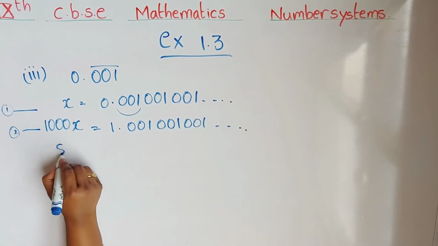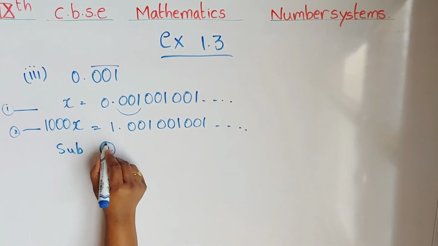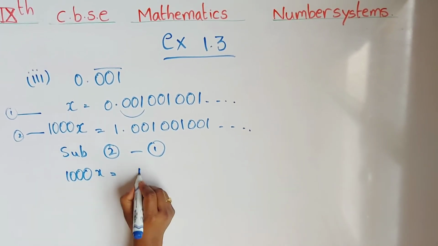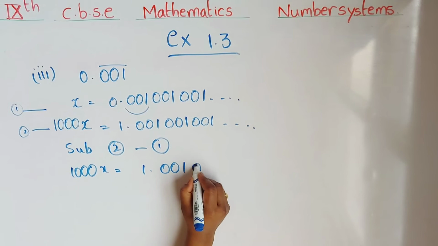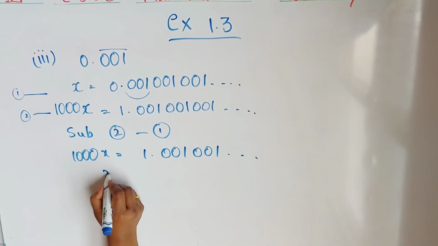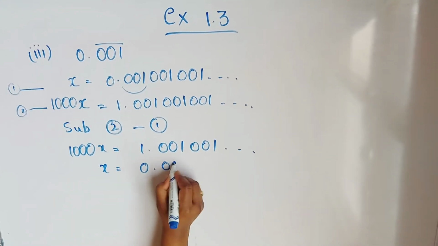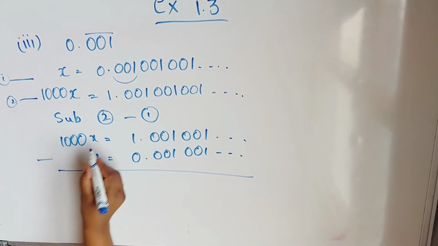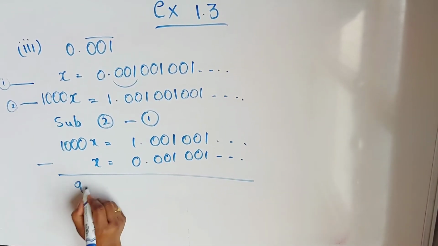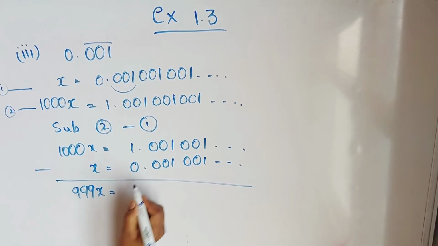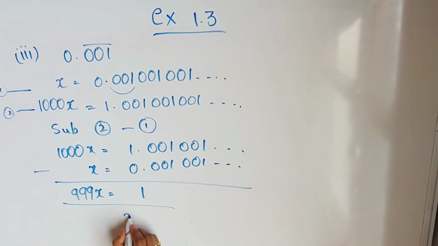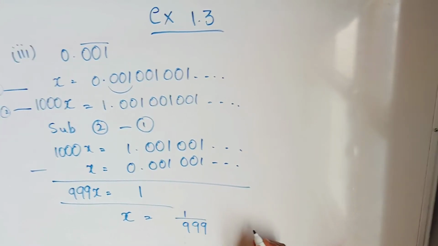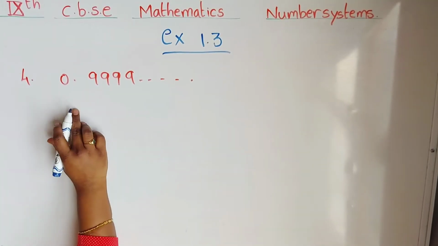Now the same process: second statement minus first statement. 1000x equal to 1.001001 and so on; x equal to 0.001001 and so on. You have to subtract. 1000x minus x equal to 999x, children, that equal to 1. So what is the x value? 1 by 999. Fourth question, children.